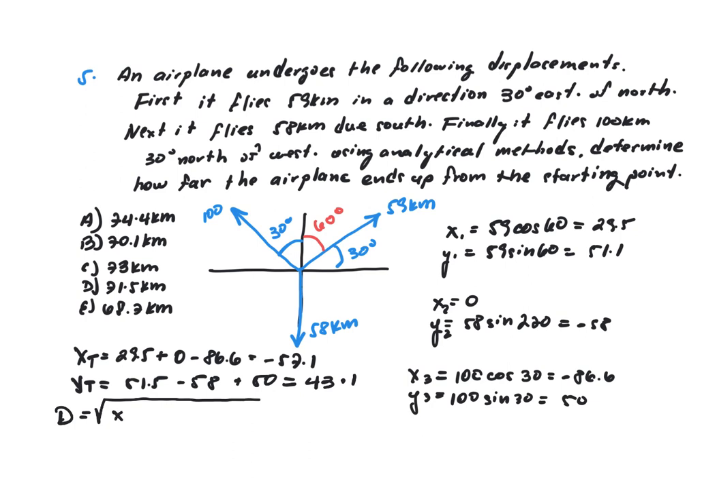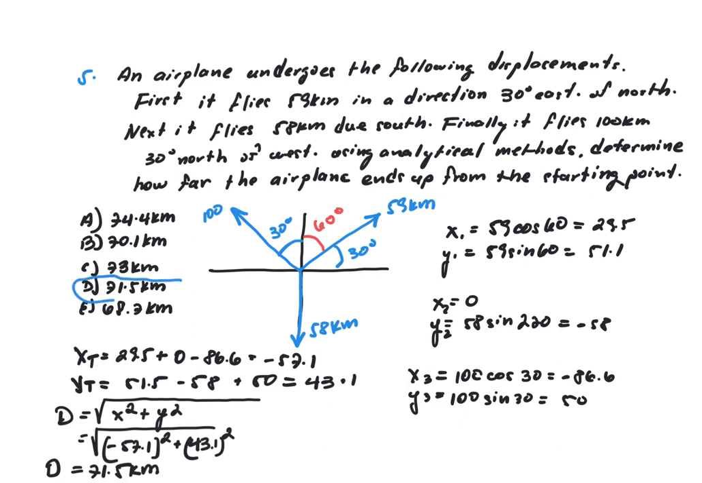So the distance is going to be the square root of x squared plus y squared. So our x is negative 57.1 and our y is 43.1. And our final distance when we figure this out will be 71.5 kilometers. So the answer to this question is letter D, 71.5.